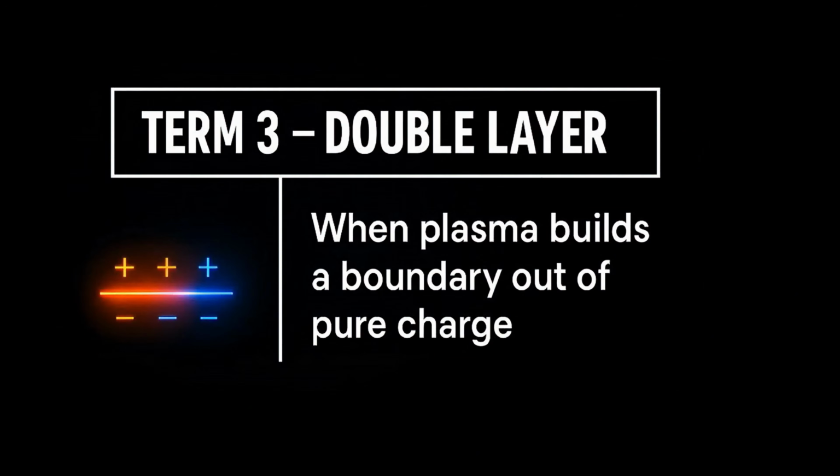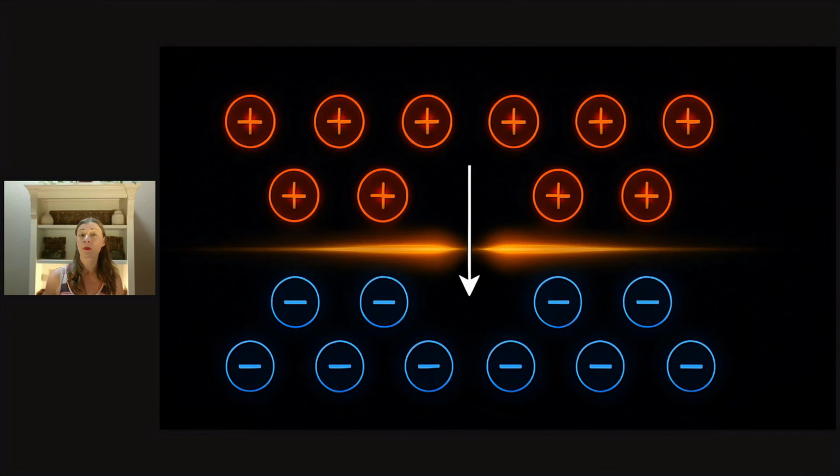Now let's talk about the third term, plasma's double layer. This is when plasma builds a boundary out of pure charge. This slide shows it clearly, a region where 2 layers of opposite charges form, one mostly positive and one mostly negative. They are separated by a sharp voltage drop. This is what we mean when we refer to a double layer, a self-generated electrical barrier built entirely from the motion of charged particles.